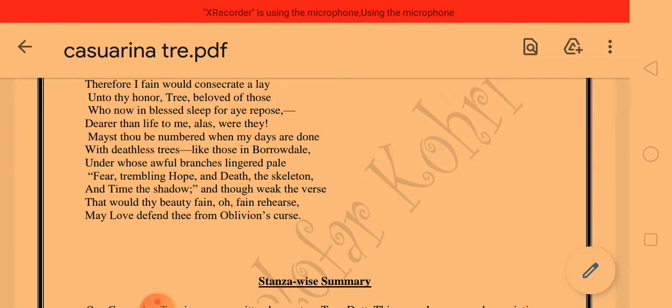Those brother and sister, those siblings of mine, were dearer to me than my life. And mayst thou be numbered, when my days are done, with deathless trees. So when my days are done, when I die, you will be counted among the deathless trees, because you will be made immortal by me in this poem.